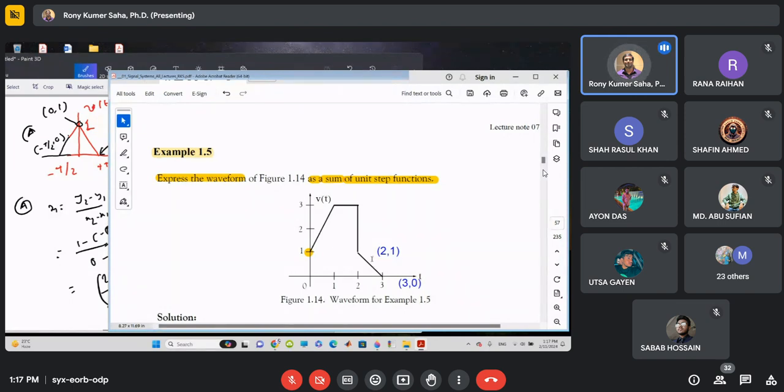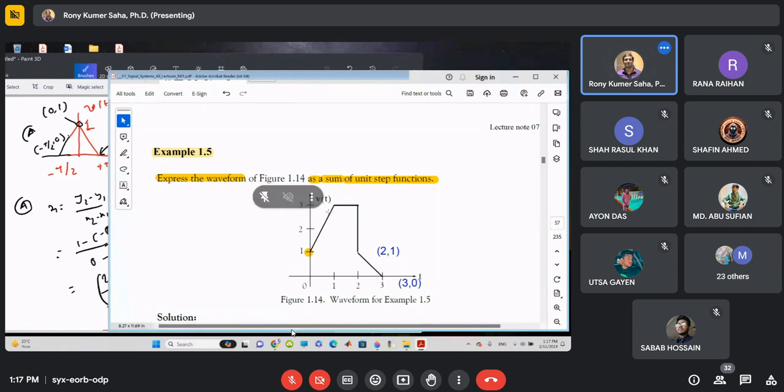Okay, so can anyone try? I'm just giving you 5 minutes. Just try this one. Just find the values of this, the expression of this, and tell me the answer.